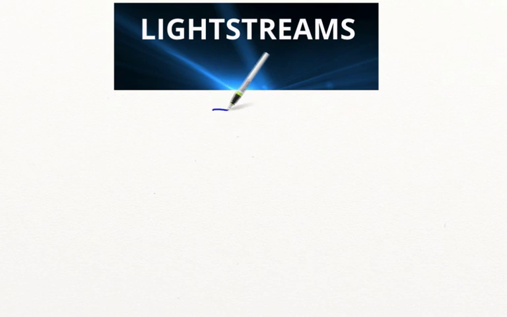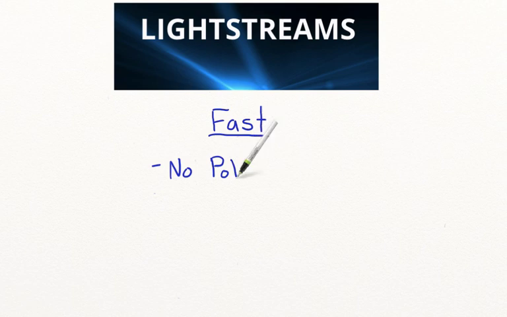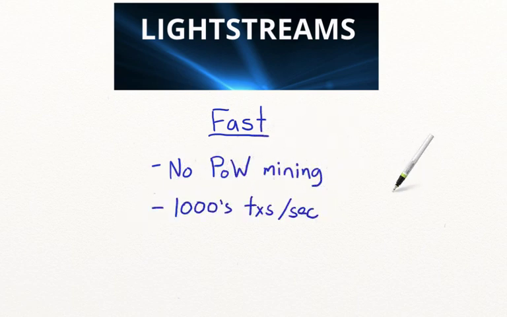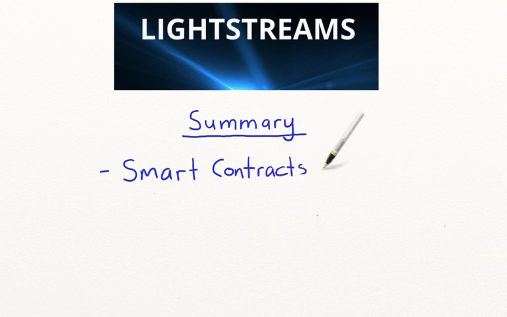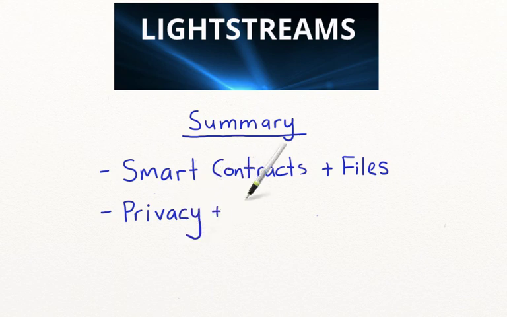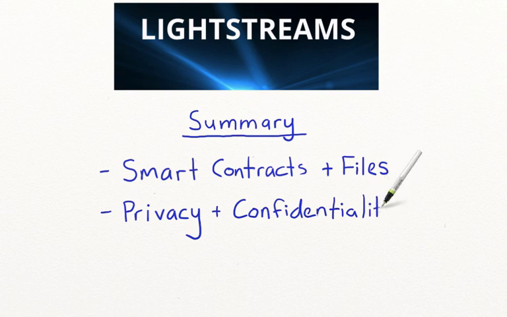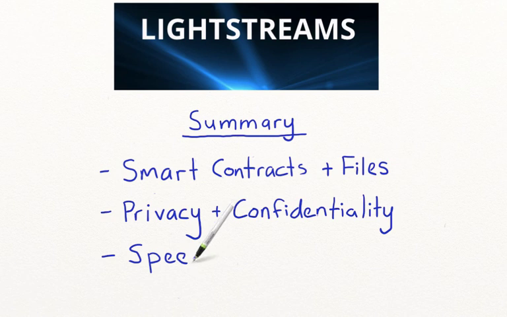One final feature to mention is that Lightstreams is super fast. In the Lightstreams blockchain, there is no concept of miners, which means that it can process thousands of transactions per second. So in summary, any file of any size can be attached to a smart contract in the Lightstreams network. Lightstreams has a unique authorization system such that data is shared and stored to only where permission has been granted. And finally, Lightstreams has been designed to scale globally to millions of daily users.